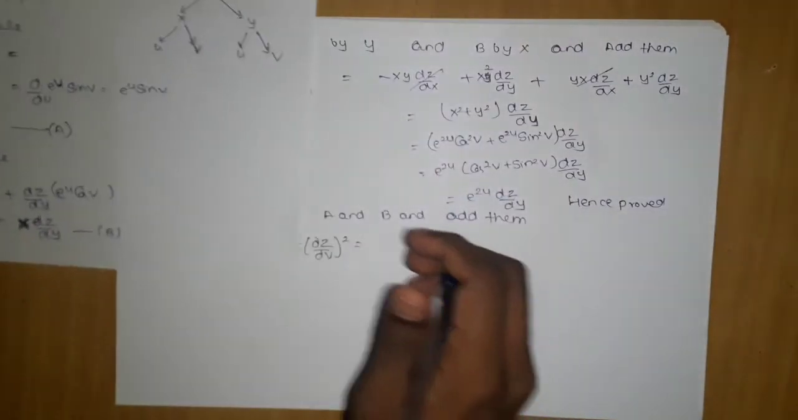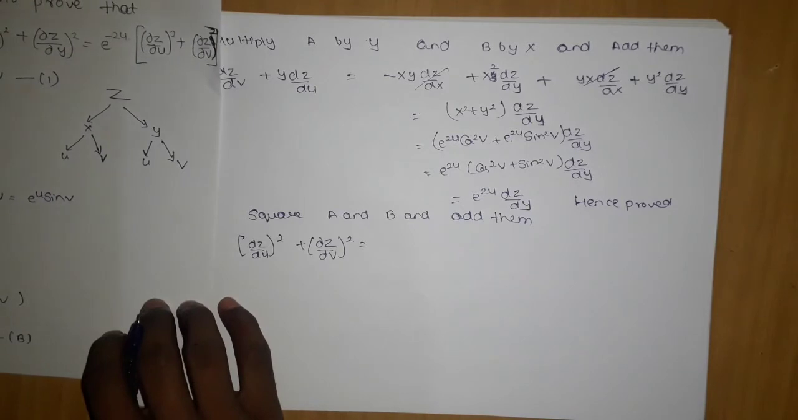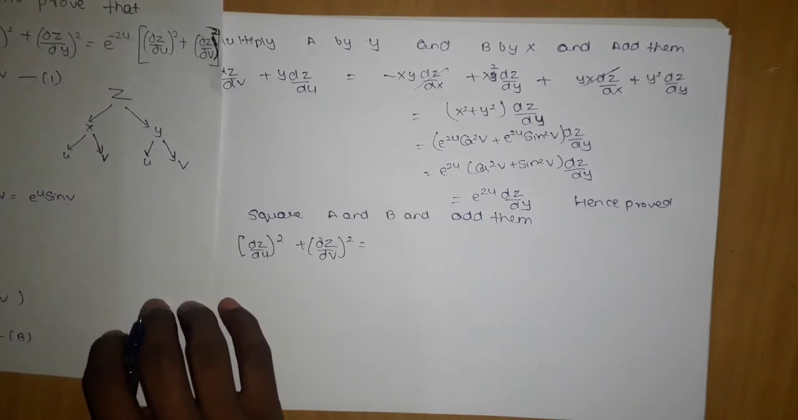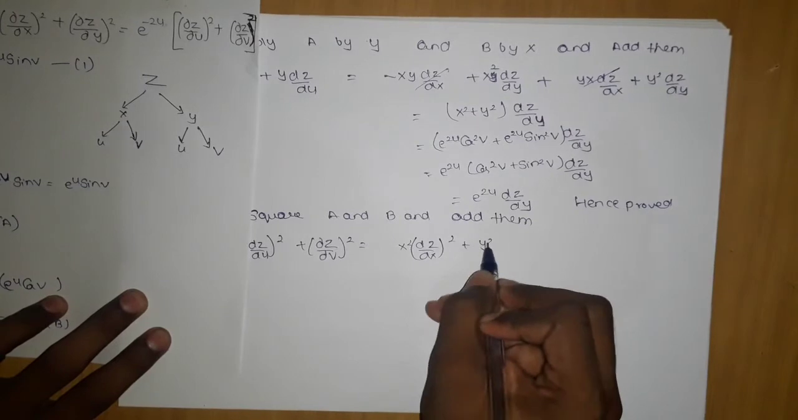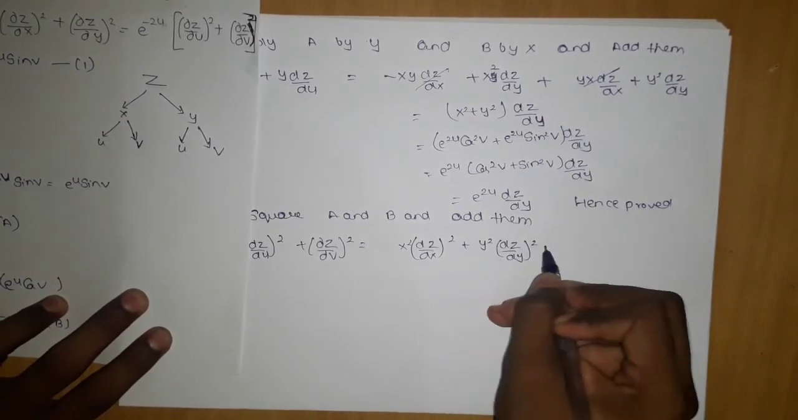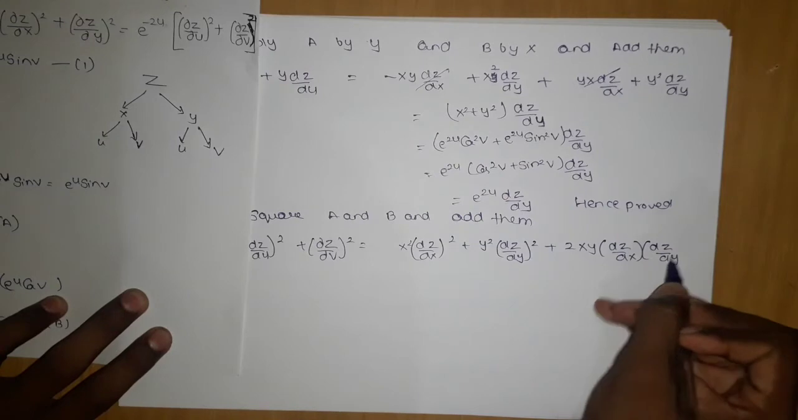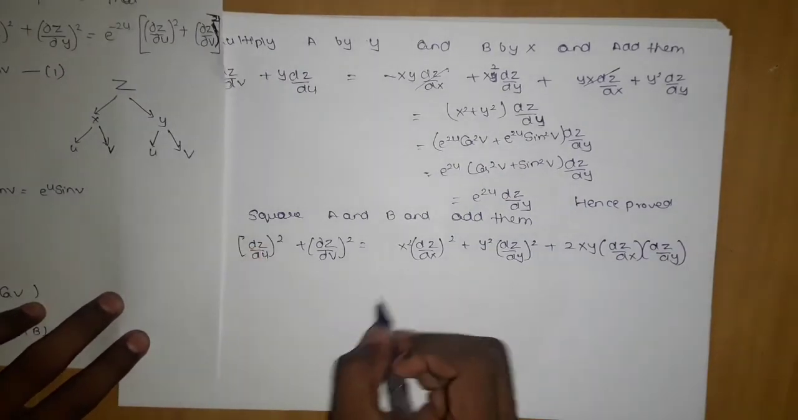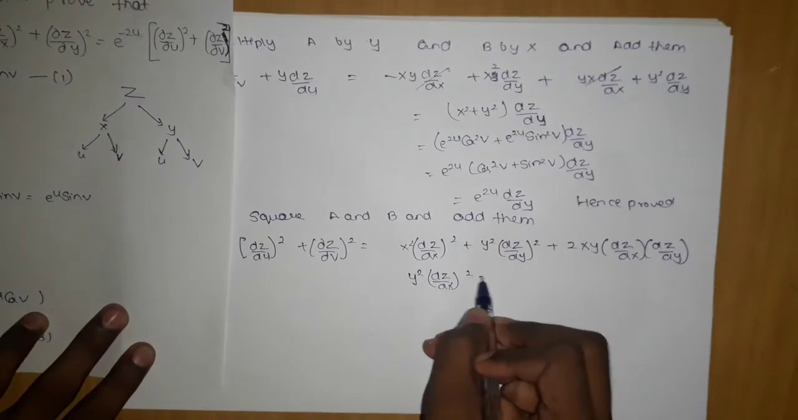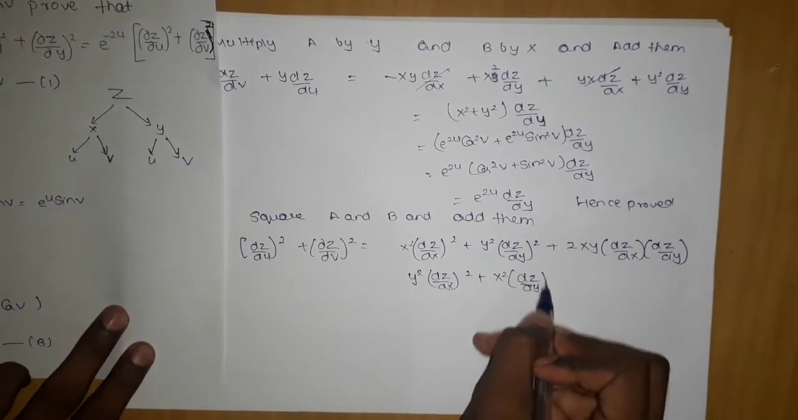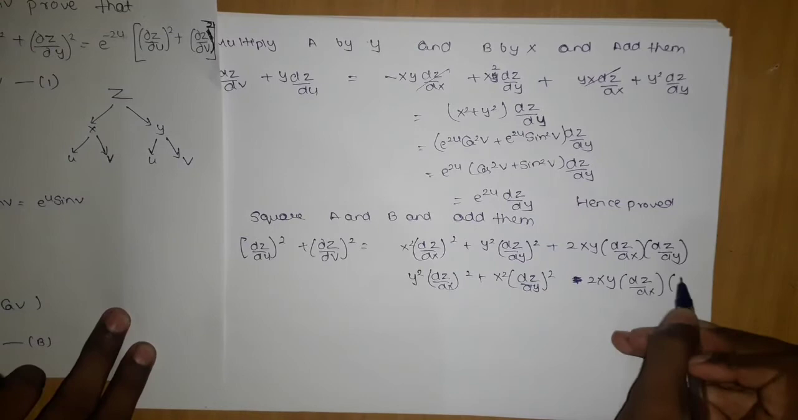We are going to get from a: x squared (∂z/∂x) the whole squared, y squared (∂z/∂y) the whole squared plus 2xy ∂z/∂x into ∂z/∂y, right? We are getting this thing from this. And similarly here we are getting y squared (∂z/∂x) the whole squared, x squared (∂z/∂y) the whole squared minus 2xy ∂z/∂x ∂z/∂y.